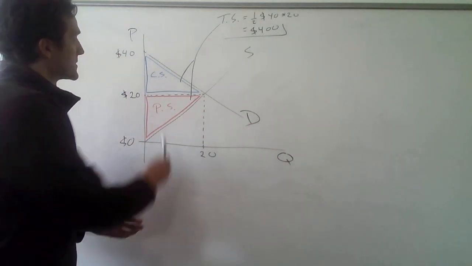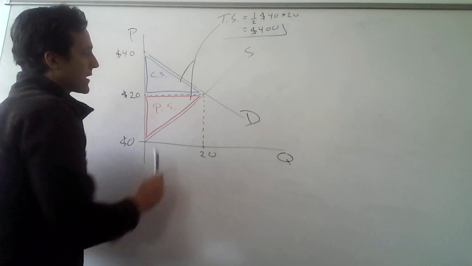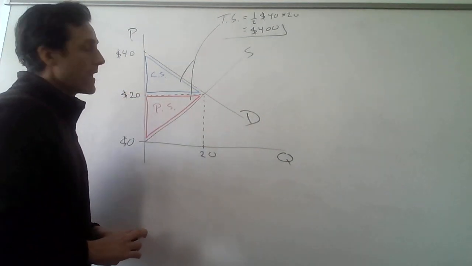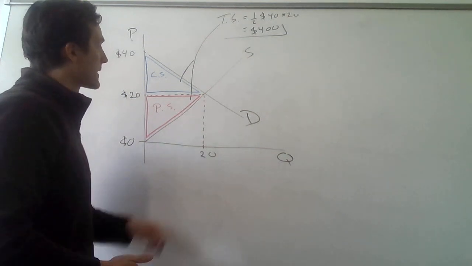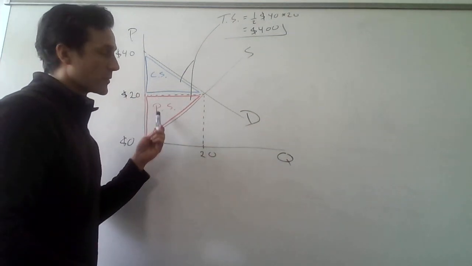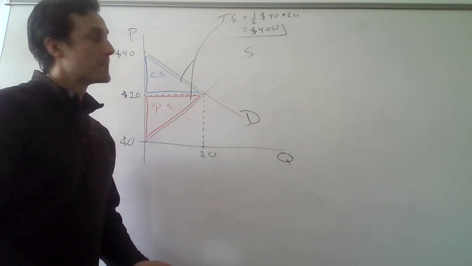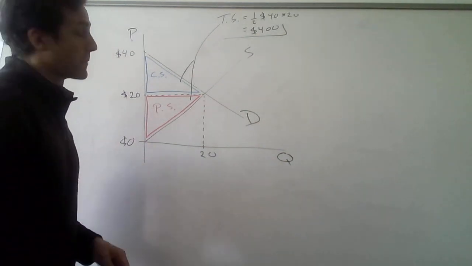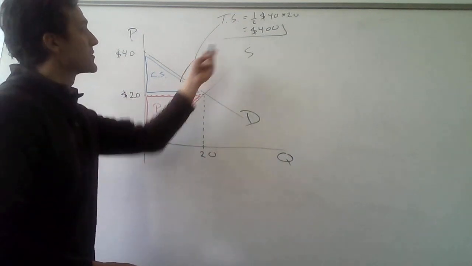The total surplus, just looking at the big triangle that consists of the two smaller triangles, the consumer surplus and the producer surplus. Of course, another way to do it is calculating consumer surplus, calculating producer surplus, and then adding them together, to make sure you got the right answer when you did the big triangle.